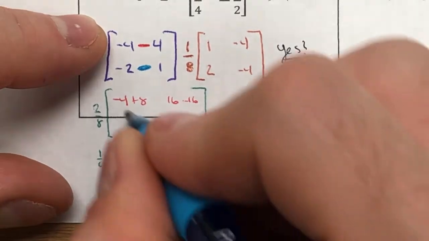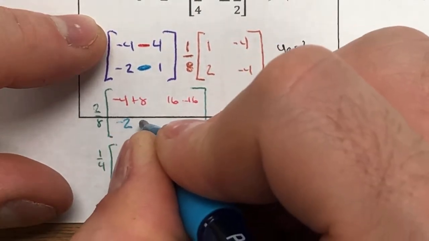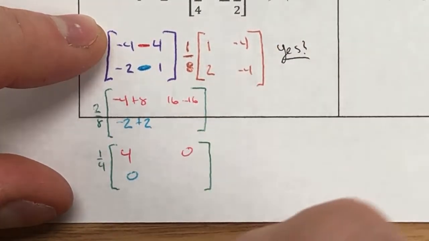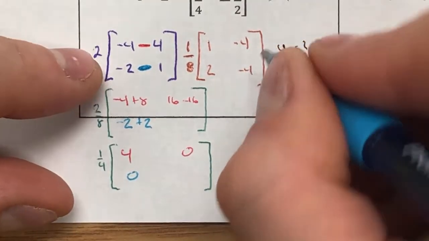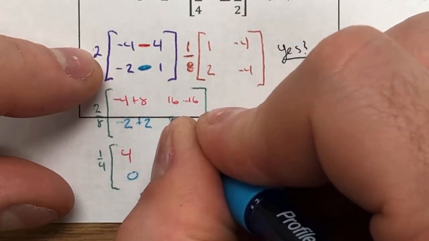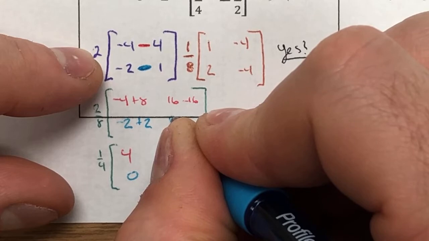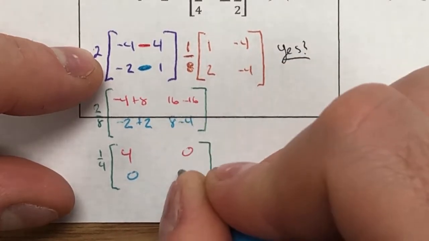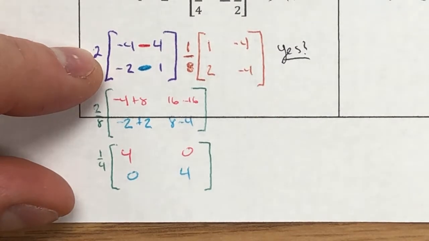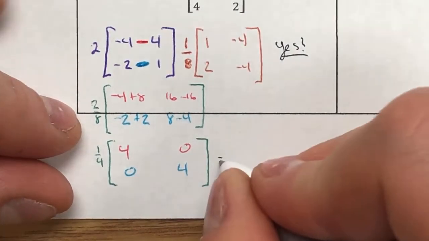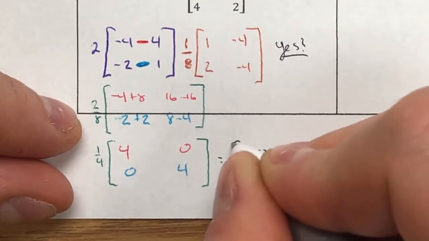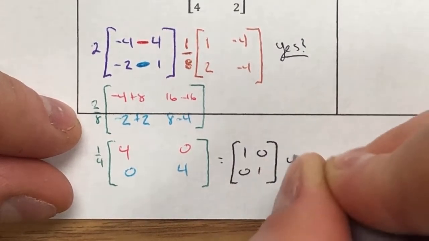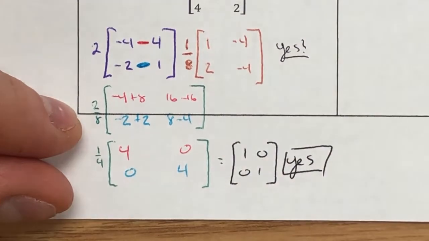Go for the second row. Negative 2 times 1 is negative 2 plus 2, which is 0. Second column, I get an 8 minus 4, which is a 4. And albeit this isn't my final answer, when I distribute that 1/4 into there, I get a 1, 0, 0, 1. And so we know the answer is, in fact, yes.